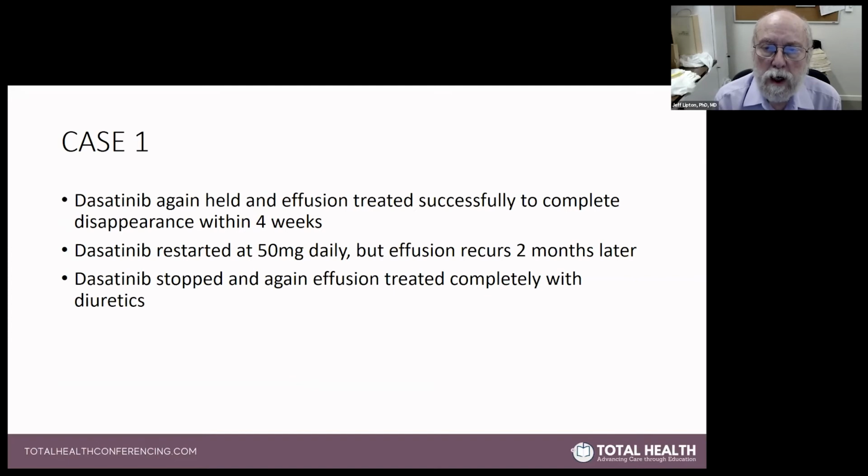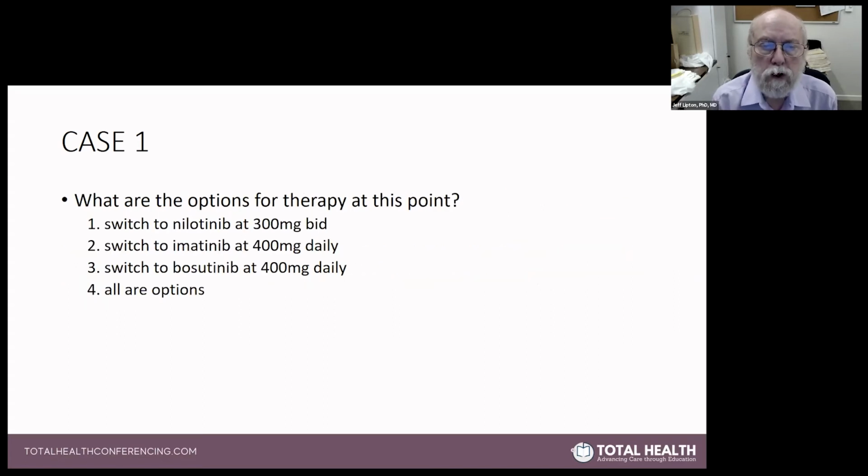Again, the dasatinib was held, treated again with diuretics, and the effusion disappeared in 4 weeks. Dasatinib was reduced again to 50 milligrams daily, but the effusion occurred 2 months later. So that dasatinib was stopped, and again, the effusion was treated completely and disappeared. So we've now gone through several dose reductions with the dasatinib. Despite this, we have problems with the recurrent effusions. So what are the options for treatment in this patient?